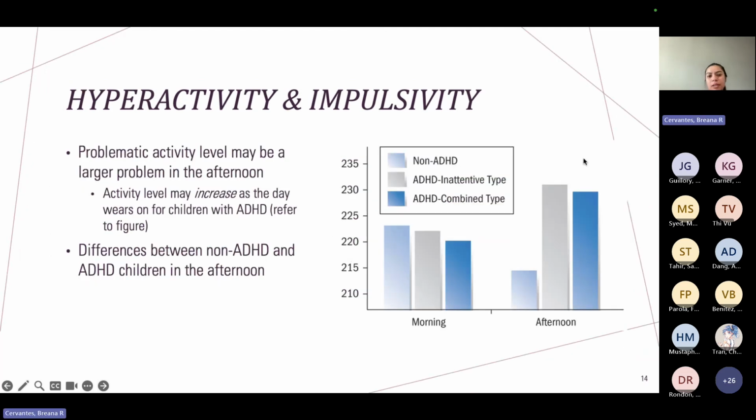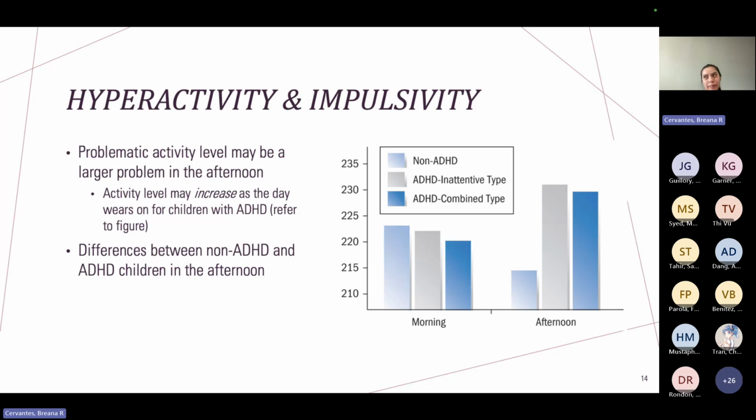Okay, I think this is an important little graph, and it's also from your textbook. With hyperactivity and impulsivity in particular, problematic activity level may be a larger problem in the afternoon. Imagine a little kid who took medication at the start of their morning, went to school, and is managing, really modulating themselves, and then they get home, and the rest of the day is less structured. A lot of time, medication wears off by that point, and also activity level just increases for them.